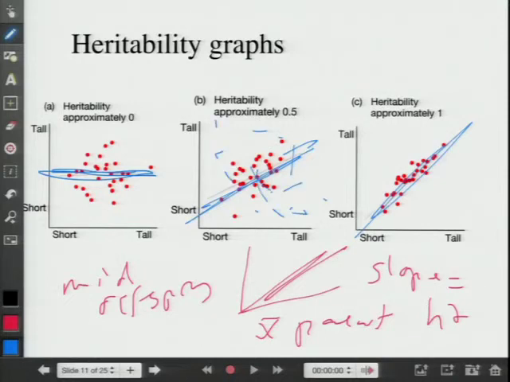Students often confuse the tightness of the data to the line with the slope of the line. For heritability, we're interested in the slope of the line, not how tightly the data points cluster on it. That slope is telling you how much offspring resemble parents because of average additive genetic effects. And again, it ranges from 0 to 1.